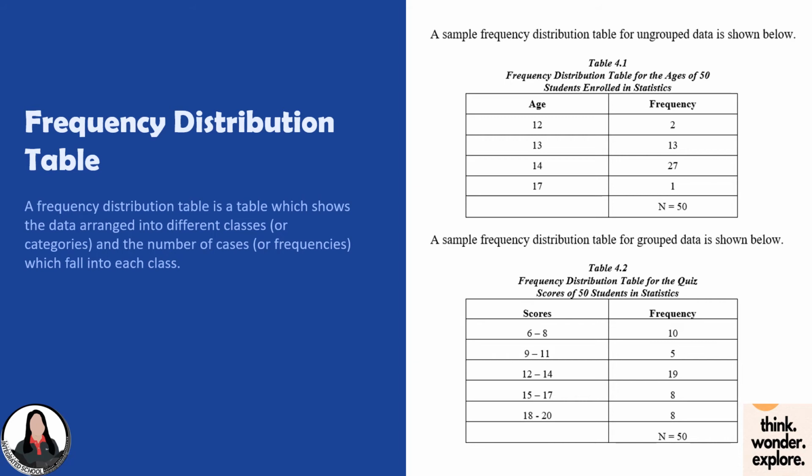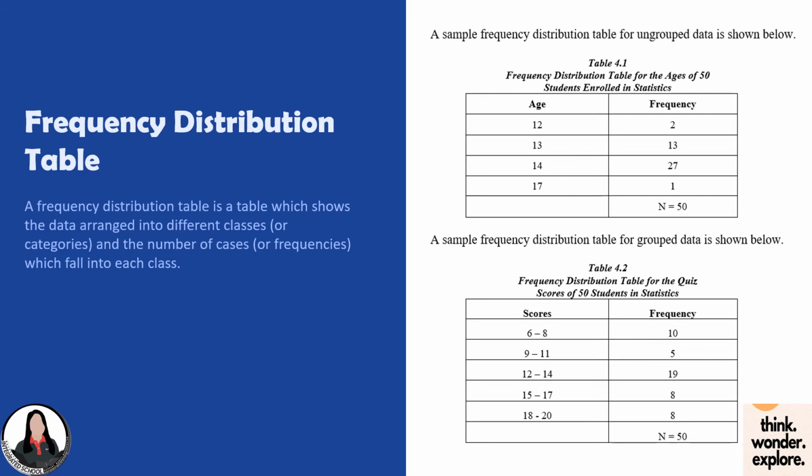So, kapag siya ungrouped data, kita nyo po, nakalagay dito, the frequency distribution table for the ages of 50 students enrolled in statistics. So, 2 students are 12 years old, 13 students are 13 years old, 27 students are 14 years old, and 1 student is 17 years old. So, a total of 50. Kasi 50 yung ating population, ganun din yung number of frequency.